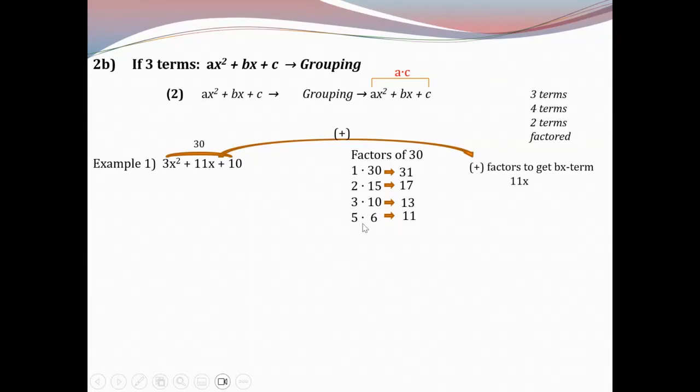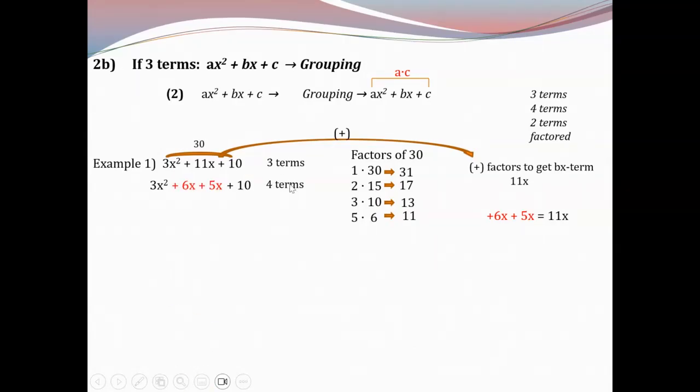Because the BX term is 11. So I'm going to use the 5 and the 6 to make up the 11. So 6x plus 5x give me 11x. So I'm going to go back to the problem here. The two corners, the first and the last one, you keep the same. I'm going to replace the 11x with 6x plus 5x.